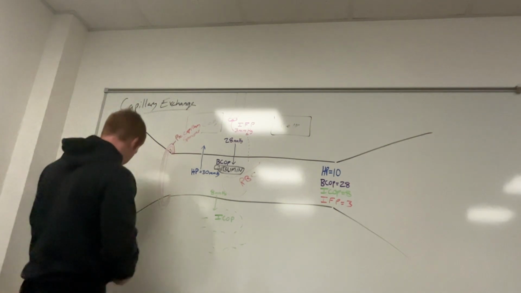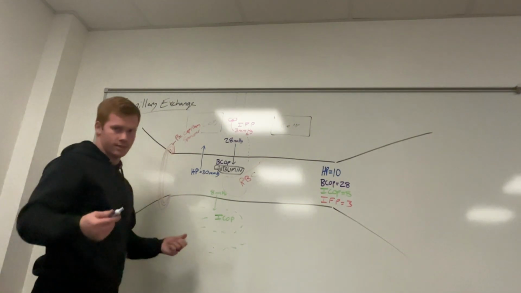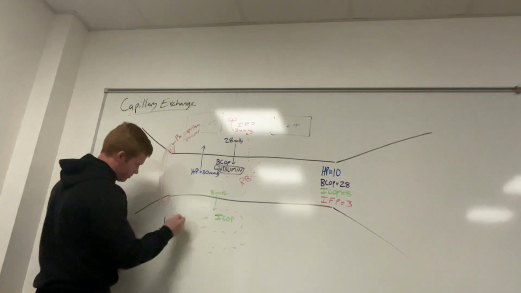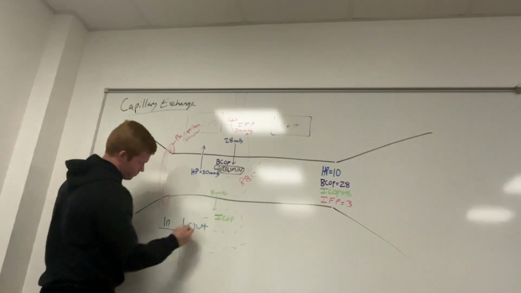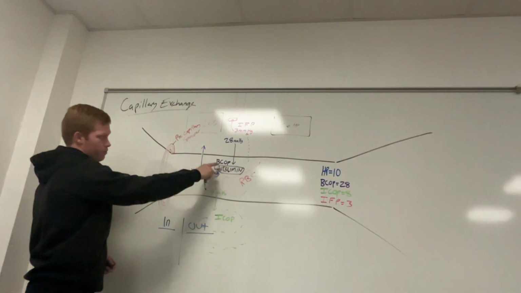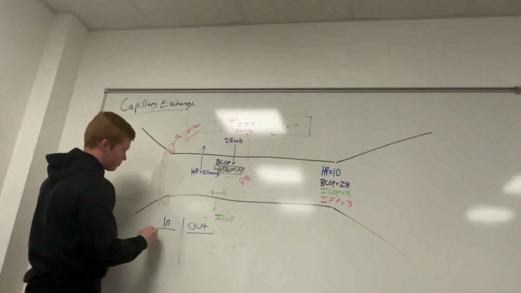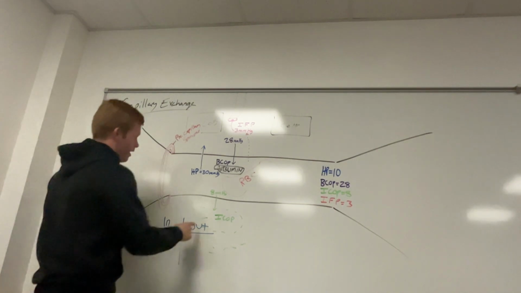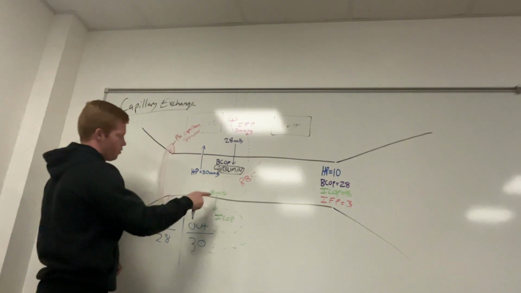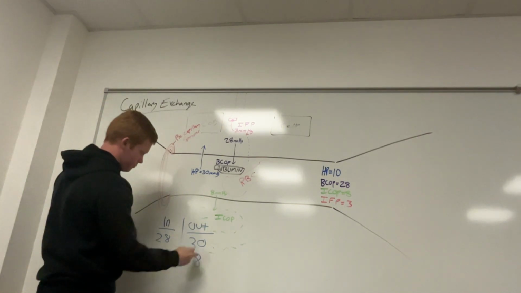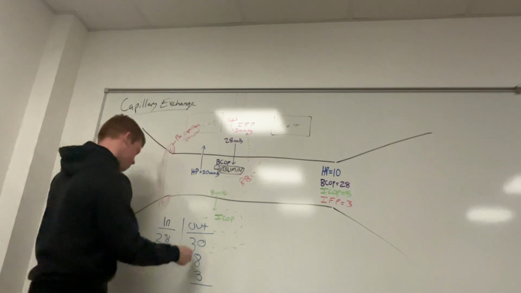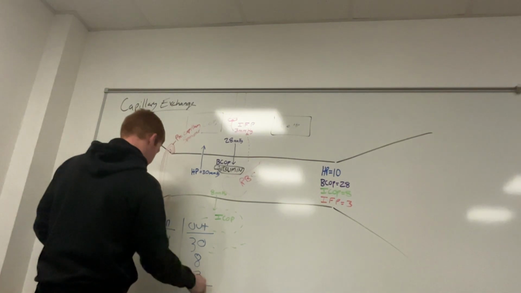But let's add this up to show you how, when it all combines, it actually means something. So right here, we're going to have in. Here, we're going to have out. So what do we have coming in? We have 28 millimeters of mercury of BCOP due to the albumin. Out, we have 30 from hydrostatic pressure, 8 from ICOP, and 3 from IFP. So this equals 41. This equals 28.